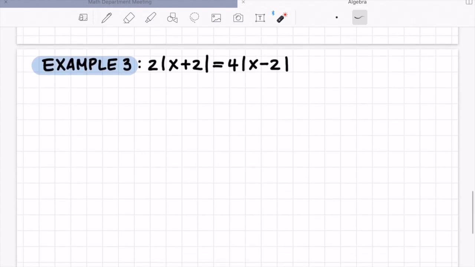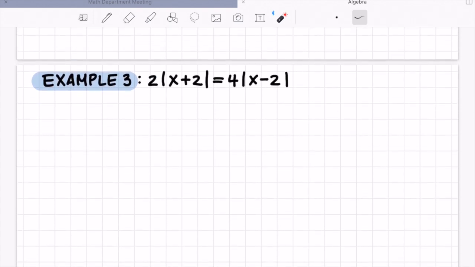Alright, let's go to example 3. So in example 3, we do see that there is a number outside of our absolute value. So because of that, we want to move this number to the other side. So I'm going to move it to the other side.